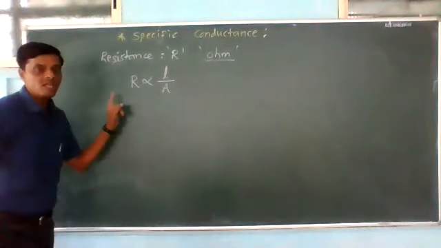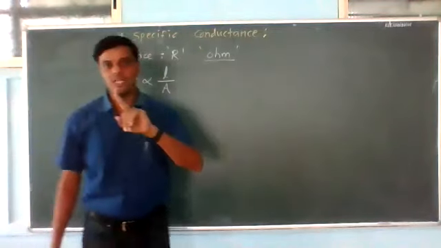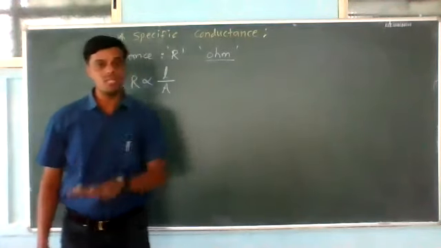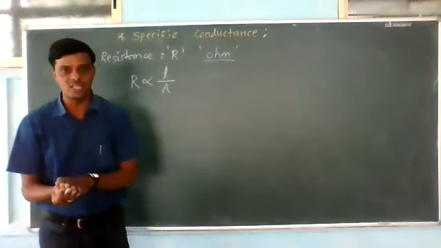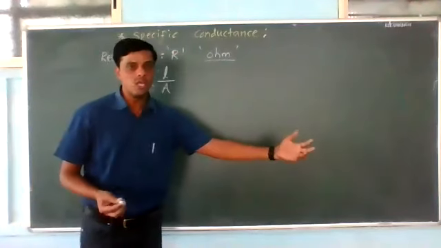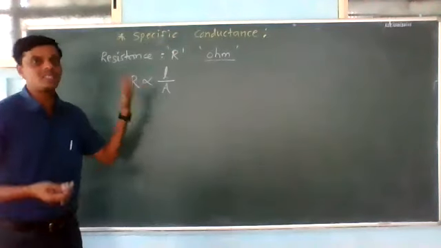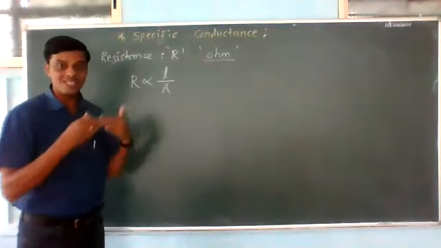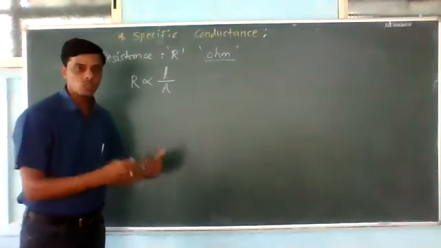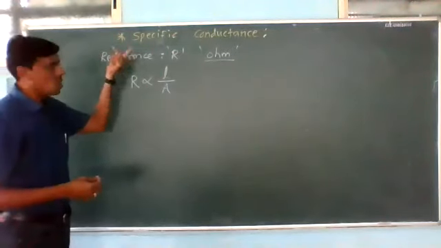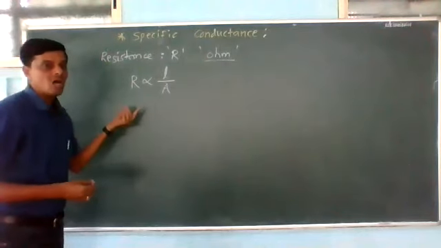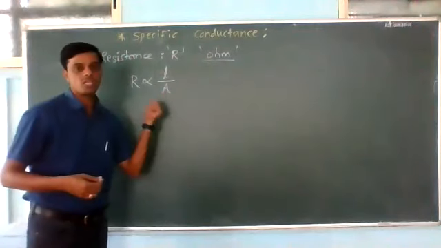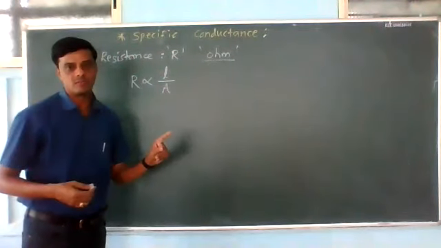Once again I will repeat: conductivity, the amount of electric current passing through the solution, is inversely proportional to resistance. Means smaller the resistance, greater the electricity will pass through the solution. But what is resistance? It is the ability to resist the electric current passing through the solution. And again, the resistance of a particular conductor depends on two factors: the length of that conductor and the area of cross section of that conductor.